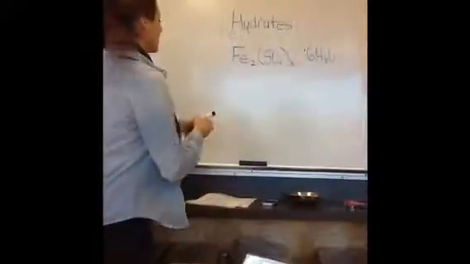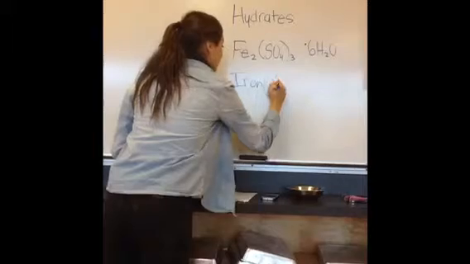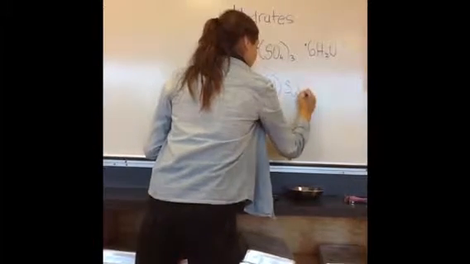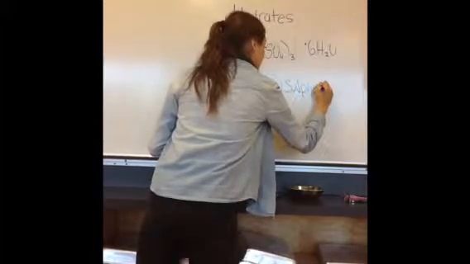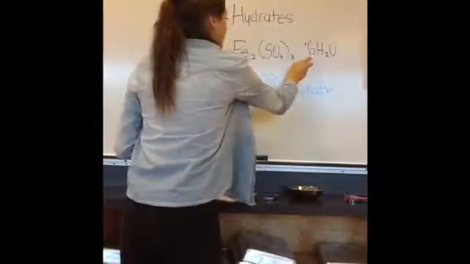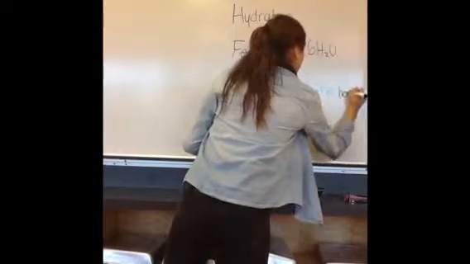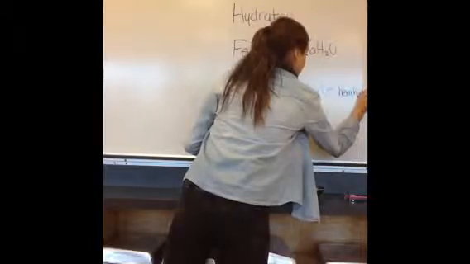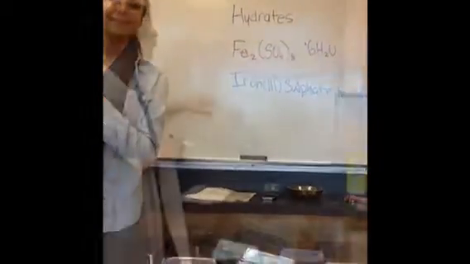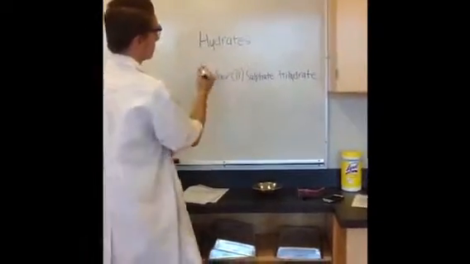When you name it, it would look like iron 3 with your Roman numerals, sulfate, and this is called a hydrate. And since this is the number 6, it'd be a hexahydrate. Correct. Changing it from the name to the formula is rather simple.